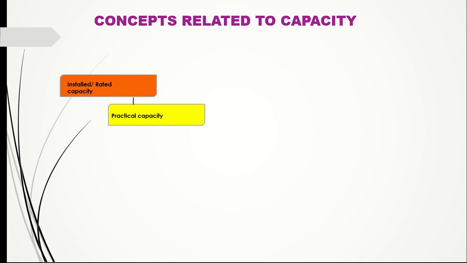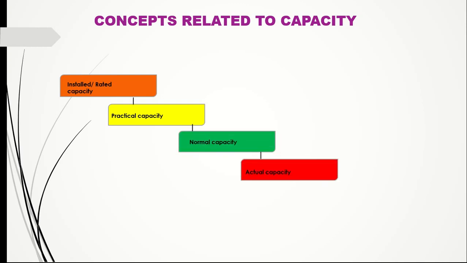Generally, practical capacity is taken between 80 to 90% of the rated capacity. It is also used as a base for determining overhead rates. Practical capacity is also called net capacity or available capacity.